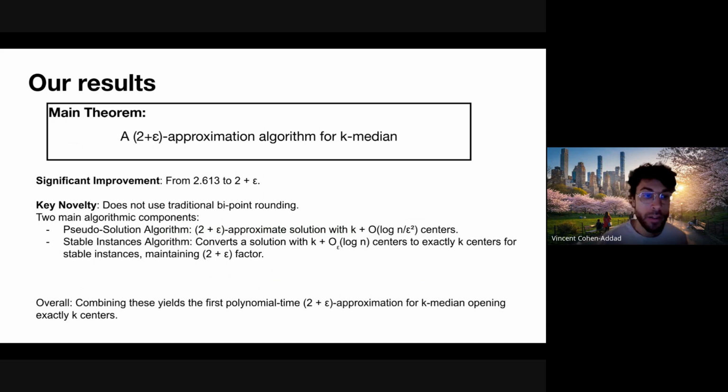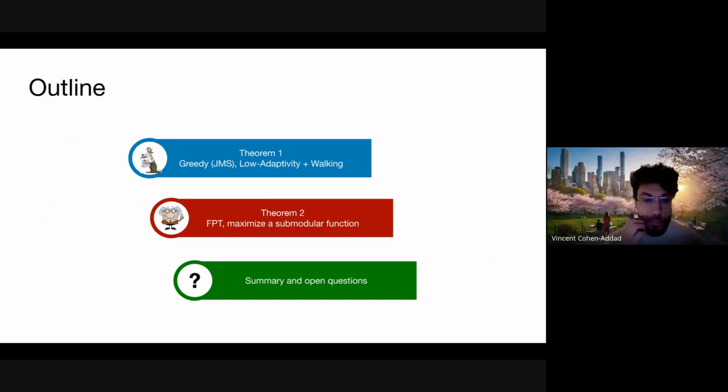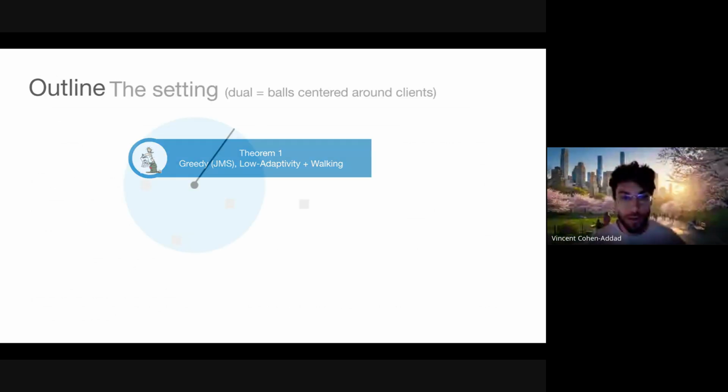All right. So there are a few ideas that are mainly mentioned. 2 main components: a pseudo solution with more than k centers, and the stable instance algorithm that converts this. Cool. So let me give you a few ingredients, theorem 1, theorem 2, and then a summary and open question. So let's go into theorem 1.